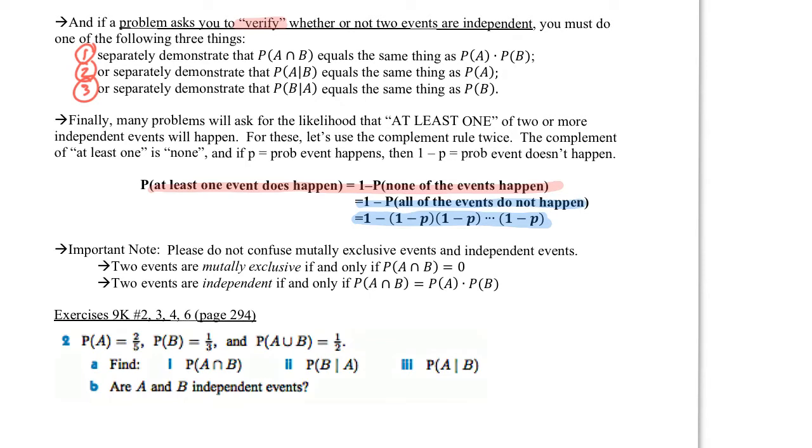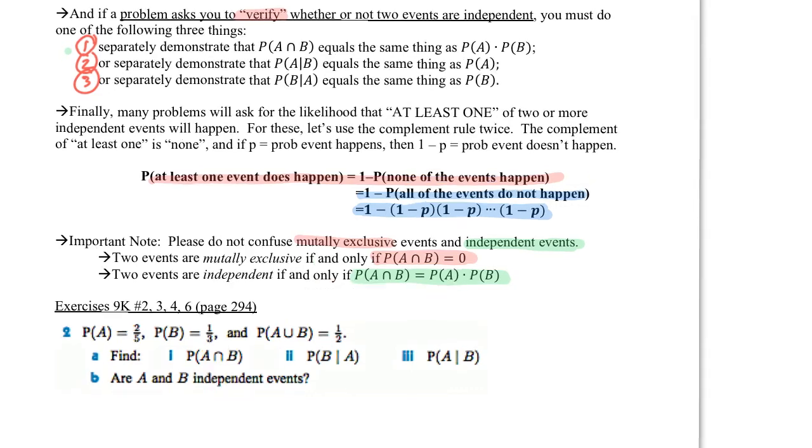Last important note is, now that you're hearing this word independent and you've previously heard the word mutually exclusive, I want to make sure that you see the difference between them. Mutually exclusive simply means two events can't simultaneously happen. So when things are mutually exclusive, the probability of A intersection B is 0. If two events are independent, the probability of A intersection B is found by multiplying P of A times P of B. Okay, so those are the concepts in the section, and here are the model problems.